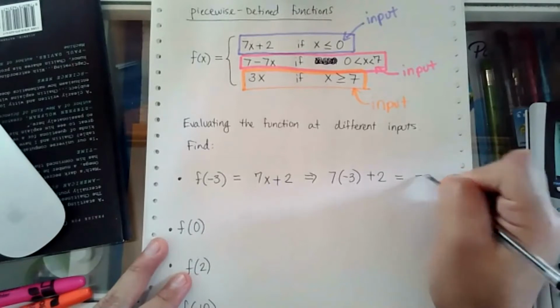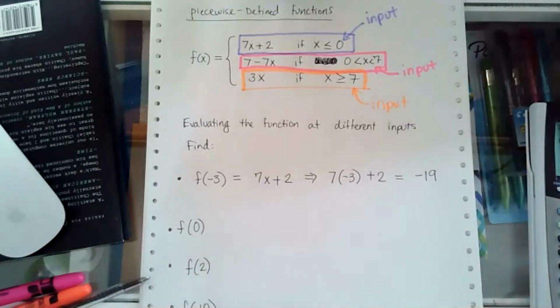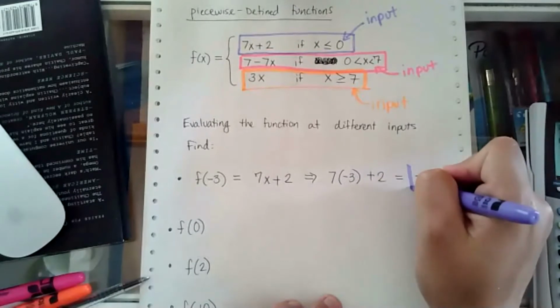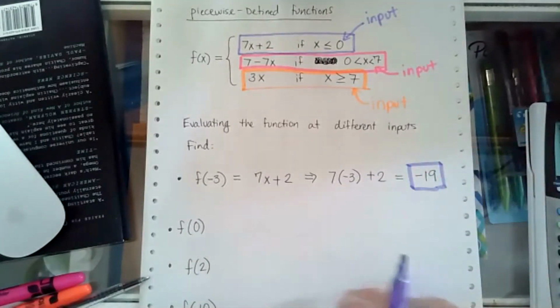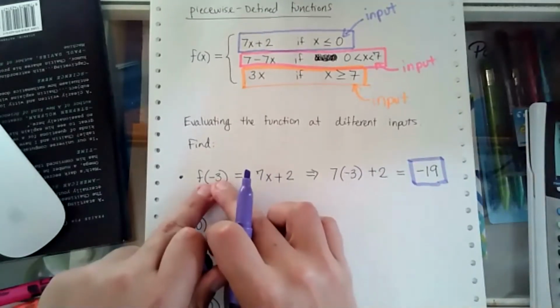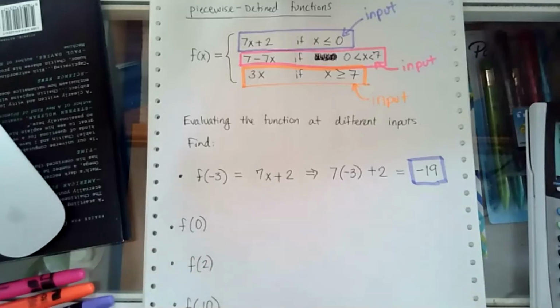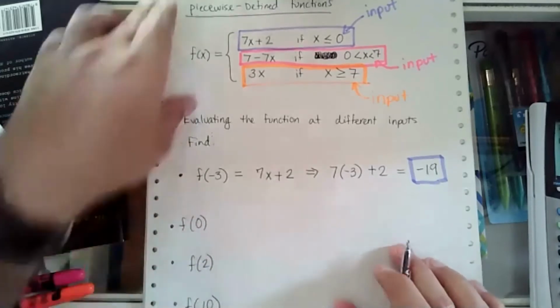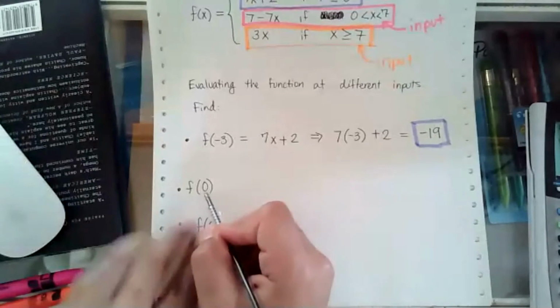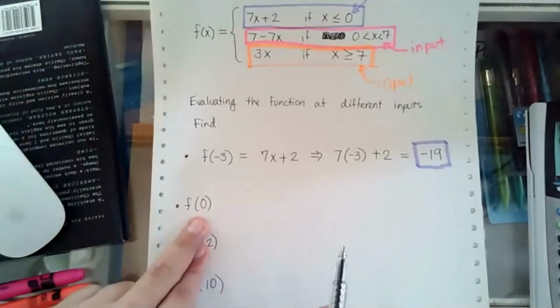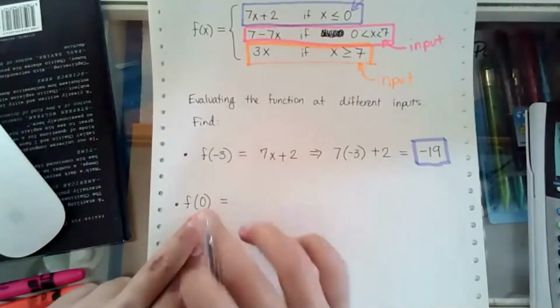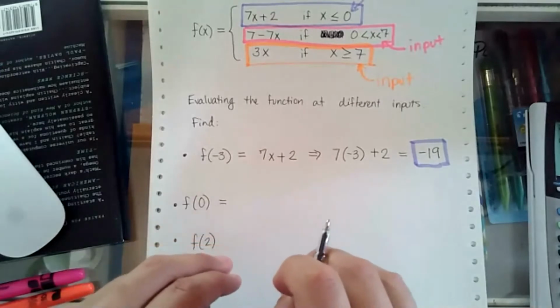Negative 19? Yeah, negative 19. Good job. So the function value evaluated at negative 3 is negative 19. Now let's do the same for 0, right? 0 is the coin that we're sticking into the jukebox. So what song are we going to be allowed to play?